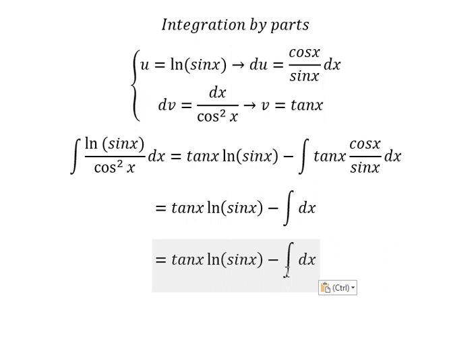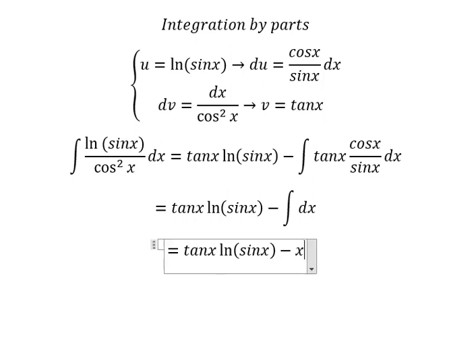The integration of dx, we have x, and I will put plus c. This is the end.